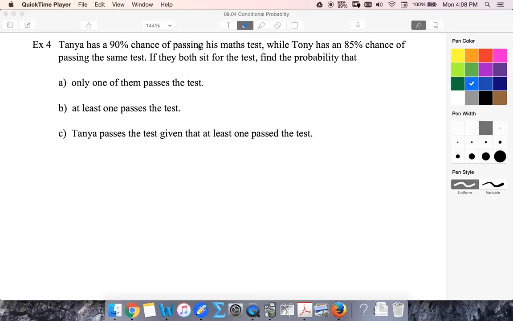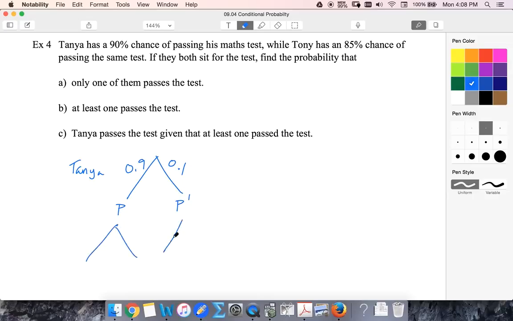I see two different people, two different events, and this one looks like it's independent. There's no team spirit or anything here. So my first event is going to be Tanya and whether she passes or fails her test. So I've got Tanya as my first set of branches. And she's got a 90% chance of passing, which means a 10% chance of failing. So we're going to say pass and not pass because that sounds nicer.